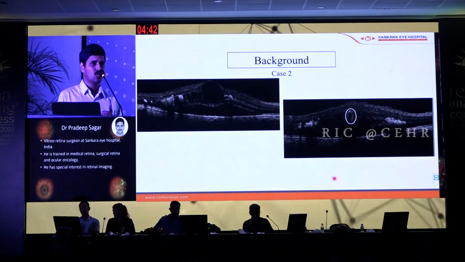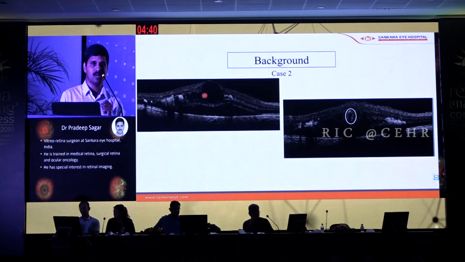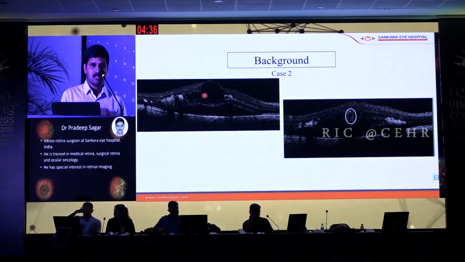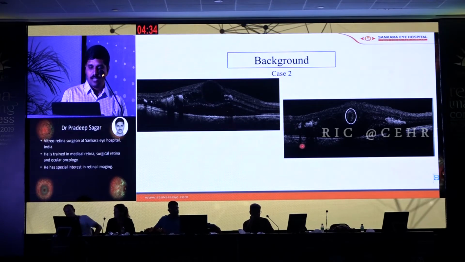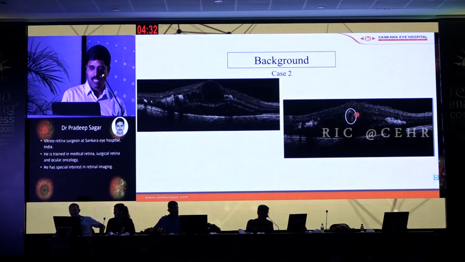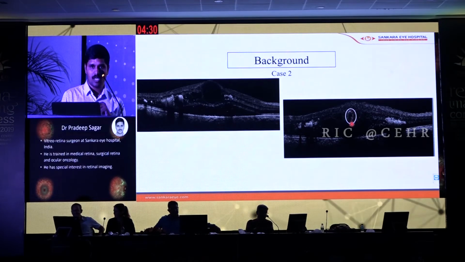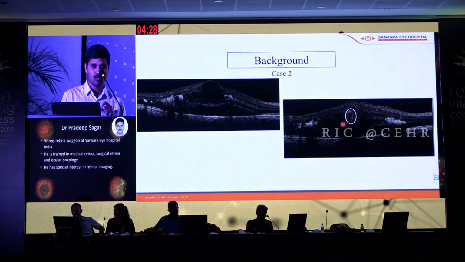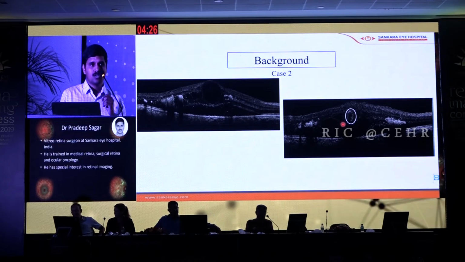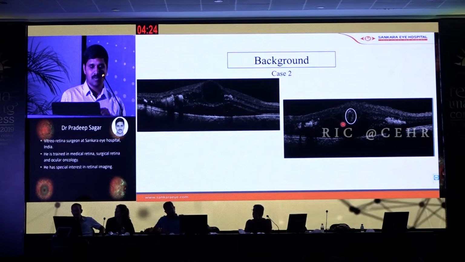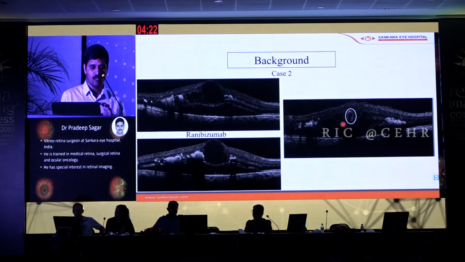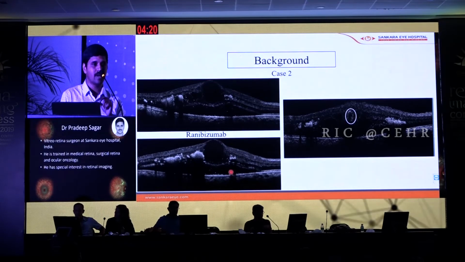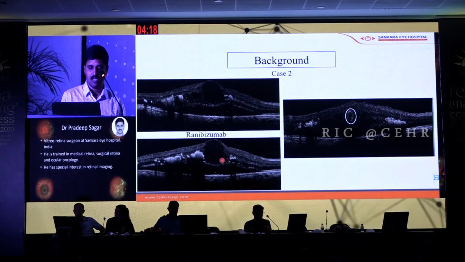So coming to one more case, this is a case of a center involving DME with sensory neural detachment, and in this case also we could see a large aneurysm which was just superior to the fovea, and there was one more which was temporal to the fovea. So in this case he was treated with 3 monthly ranibizumab injections without any response. The SRF remained as it is with the presence of cysts.